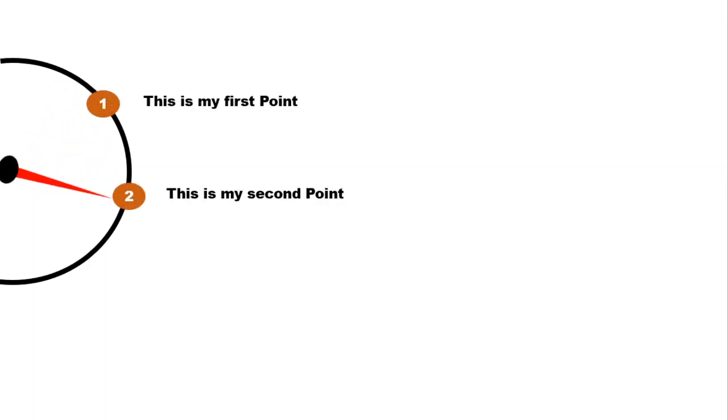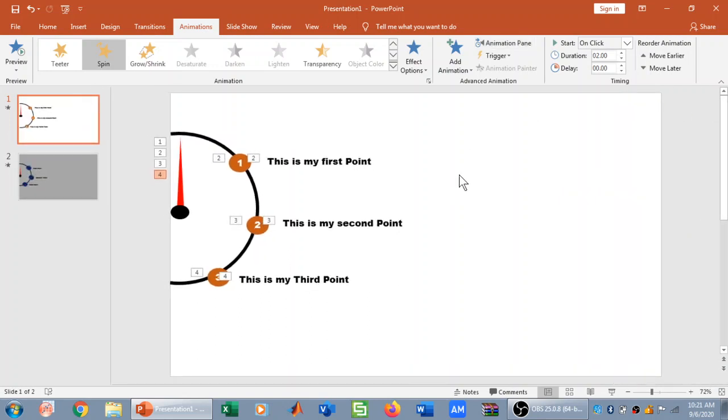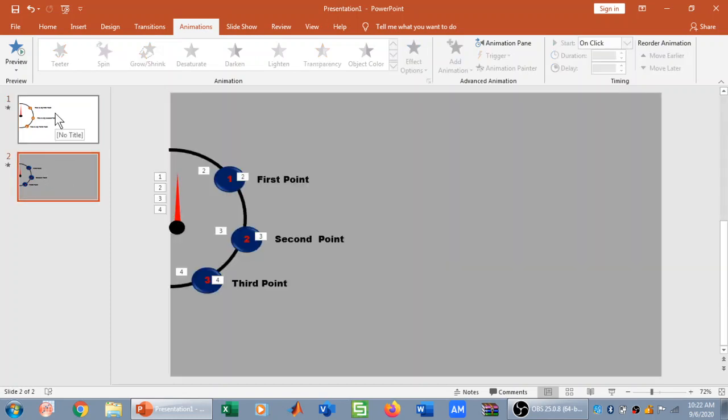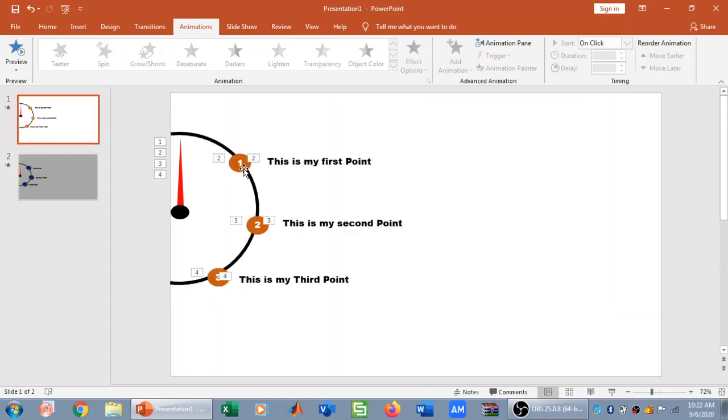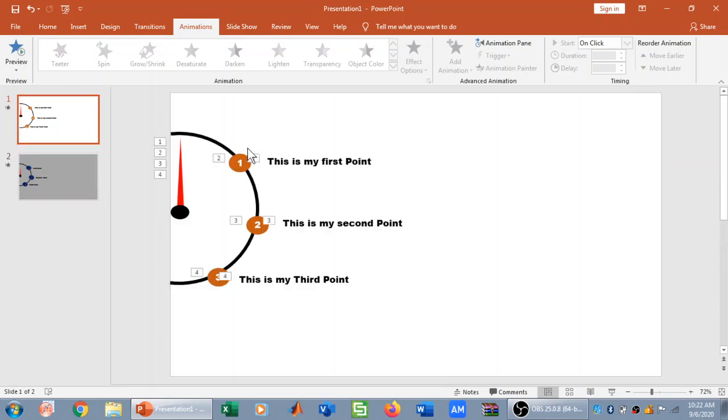First point done, second point done, third point done also. So this is how we can design a clock needle animation. And if you are satisfied with your animation, you can close the animation pane from here. And if you want to format background like I have done it here, you can always format background, and you can change the color of these as well. I have made a darker color here, and I have made this color here.